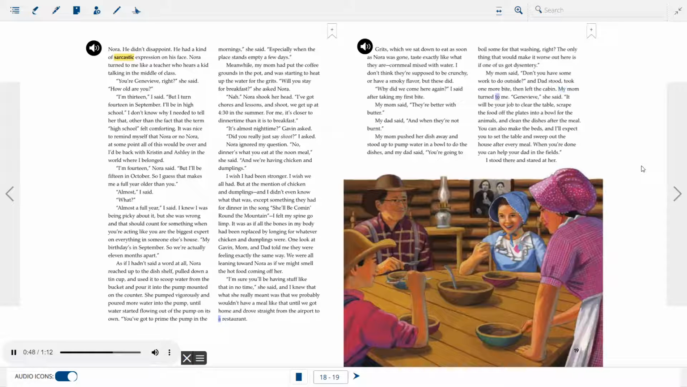My mom turned to me. "Genevieve," she said, "it will be your job to clear the table, scrape the food off the plates into a bowl for the animals, and clean the dishes after the meal. You can also make the beds, and I'll expect you to set the table and sweep out the house after every meal. When you're done, you can help your dad in the fields." I stood there and stared at her.